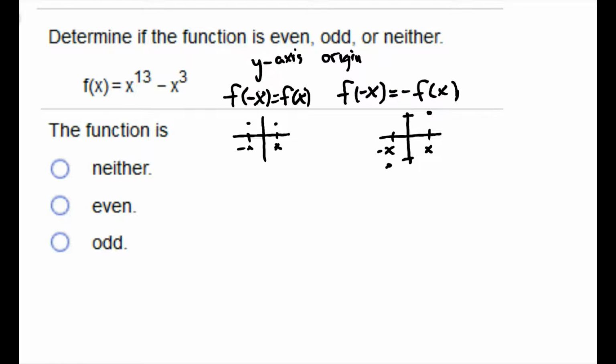So what I'm going to do to determine if this function here, f of x equals x to the 13th minus x cubed, is even or odd is see whether it matches these properties that I've written out, these symbolic representations of y-axis and origin symmetry. If you look, both of them have the symbols f of negative x in them. So that's the calculation that I'm going to do. I'm going to calculate f of negative x. Everywhere I see an x, I change it to negative x.